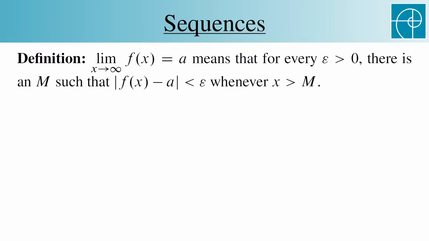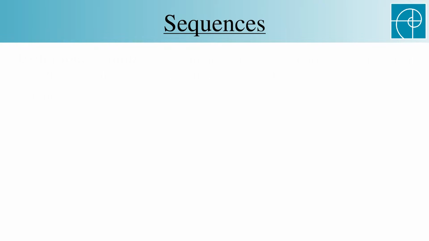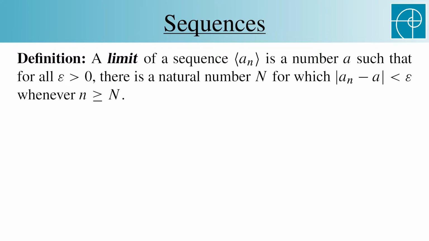To see what's happening with this definition, let's look at this graph of a function. To say that the limit is a means that no matter how narrow a band we put around a, there's a point on the x-axis beyond which the function's graph is entirely within the band from that point on. With this in mind, we define the limit of a sequence a sub n to be a number a such that for all epsilon greater than 0, there's a natural number capital N such that the absolute value of a sub n minus a is less than epsilon whenever n is greater than or equal to capital N.